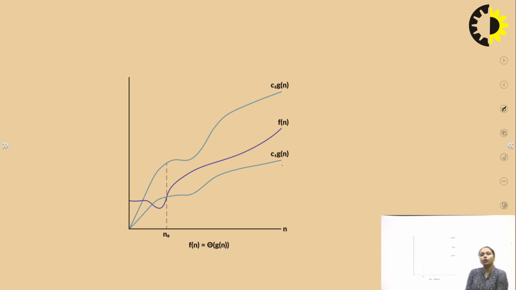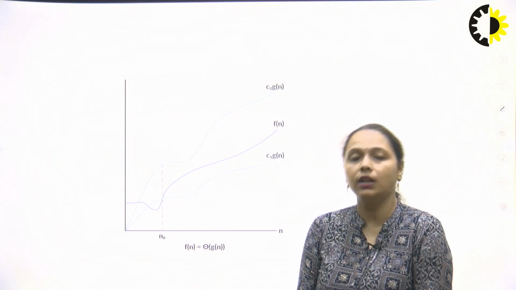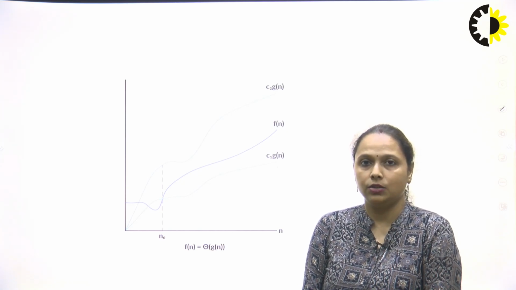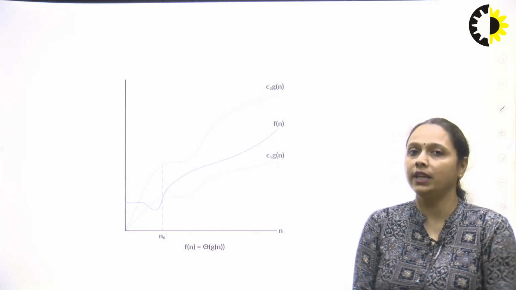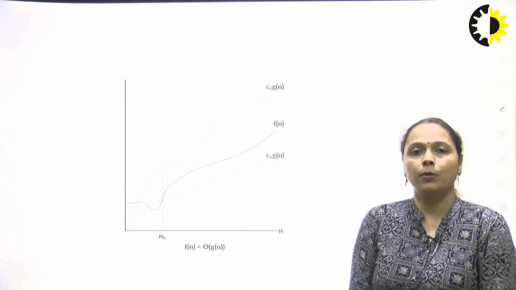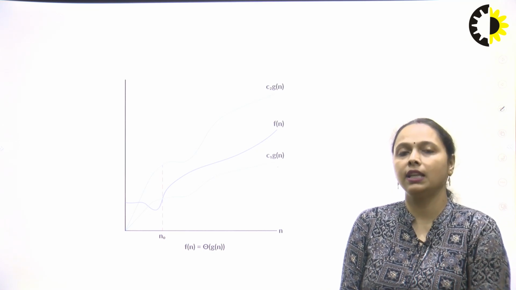So that's all for today. We are going to discuss more complex problems. We will solve problems based upon the asymptotic notations in the next lecture, and we will also learn some more methods to calculate the time complexity. In this particular lecture, we only discussed the asymptotic notations. The rest of the time complexity methods we will discuss in the next lecture.